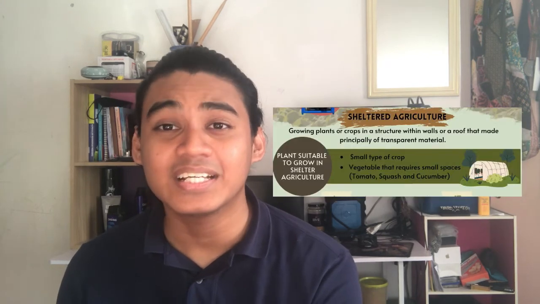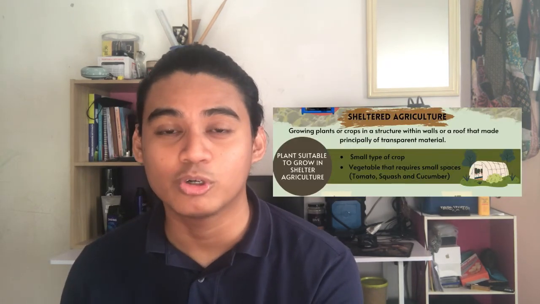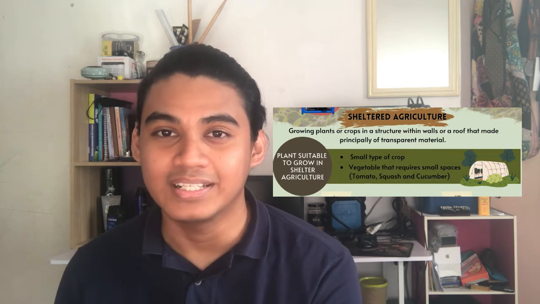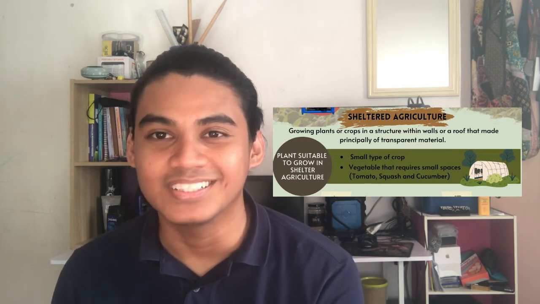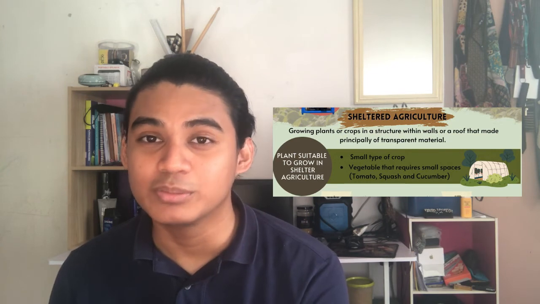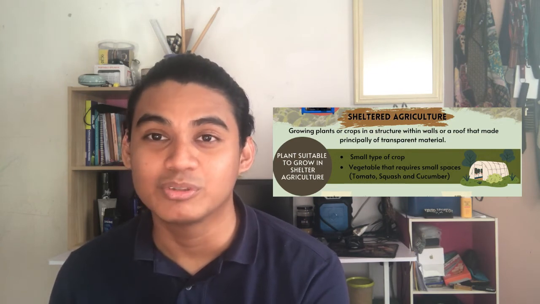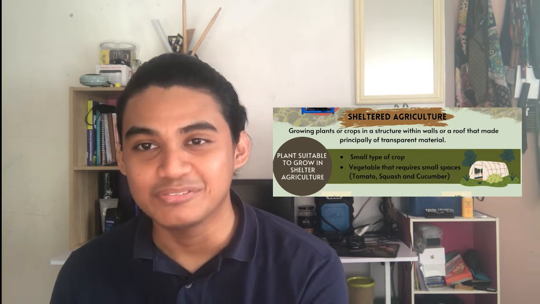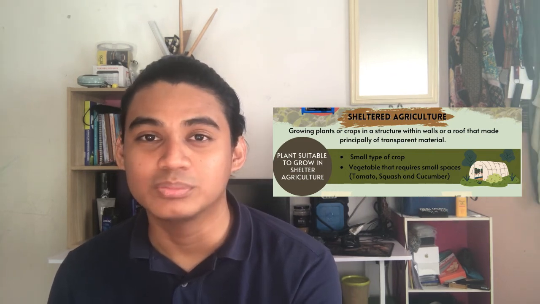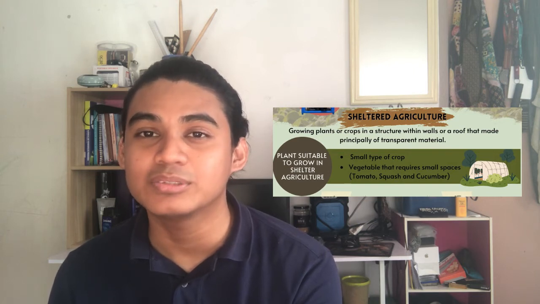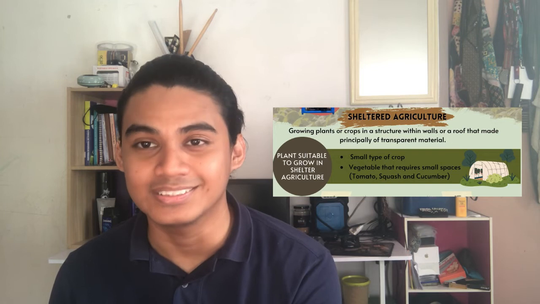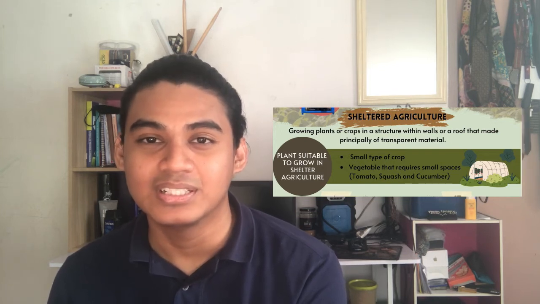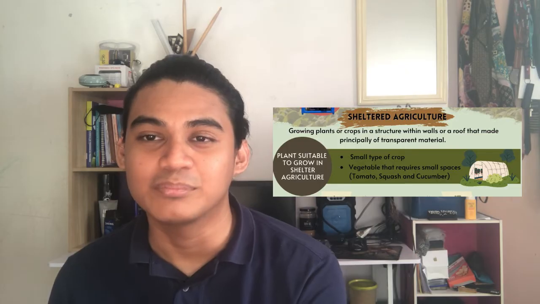First, I will tell everyone what shelter agriculture is. Shelter agriculture is defined as planting plants or crops in a structure with walls or roof that are mostly made of transparent material. Doing so easily allows farmers to improve their performance and yield, while improving product quality. Greenhouse cultivation protects crops from external threats such as certain pests and extreme weather events. For the plants, suitable plants to be grown in shelter agriculture must be a type of small crops such as lettuce. Next, vegetables that need a little space such as tomato, squash and cucumber.